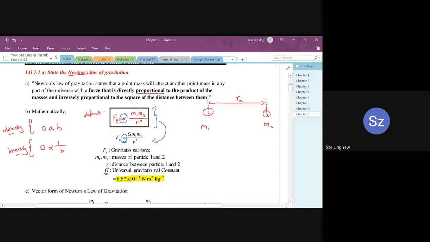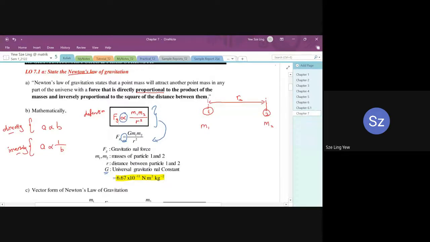From definitions, we have a relationship between F, M1, M2, and R. From these relations, if you want to change it into an equation that can be used in calculations, often we add a constant. The constant that is being added is G in this relationship. So F equals G M1 M2 over R squared, where G is the universal gravitational constant, which equals 6.67 times 10 to the power of negative 11.